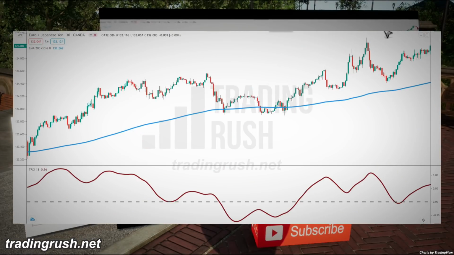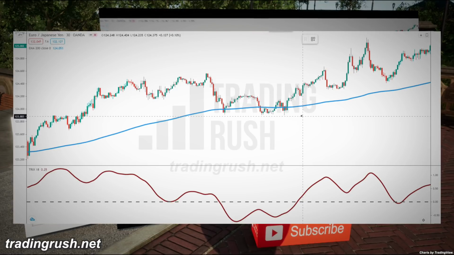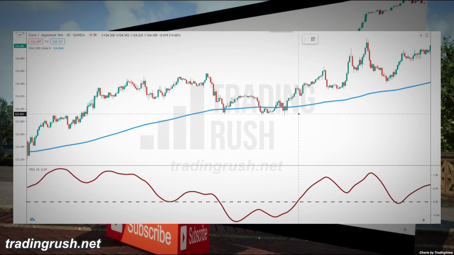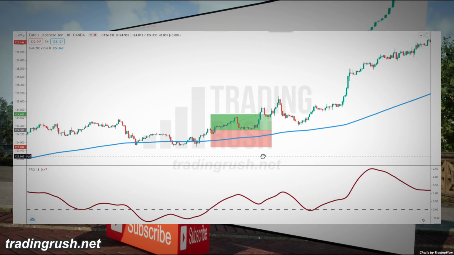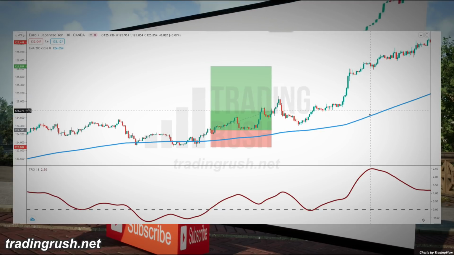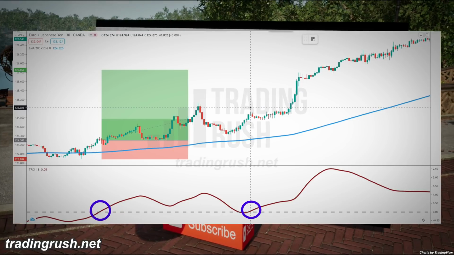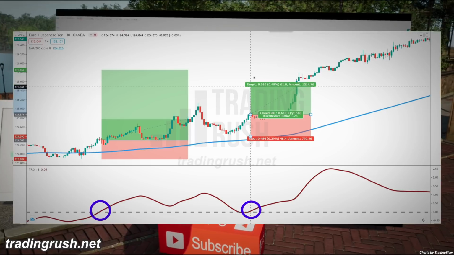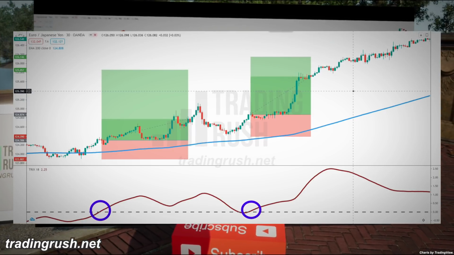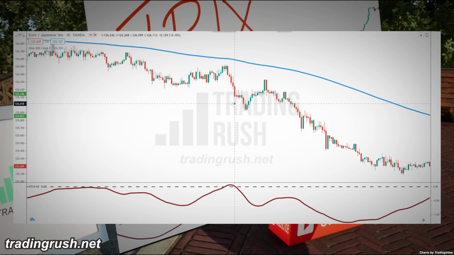Here's an example. As you can see, when the price was in an uptrend, the TRIX indicator was staying above its zero line. We don't know how long the uptrend is going to last, and we don't want to buy at the top of the trend. So we wait for the TRIX to show a decreasing momentum in this uptrend, and when the downward momentum stops and the upward momentum begins, in other words, when the TRIX indicator crosses above the zero line, we will take a long position.